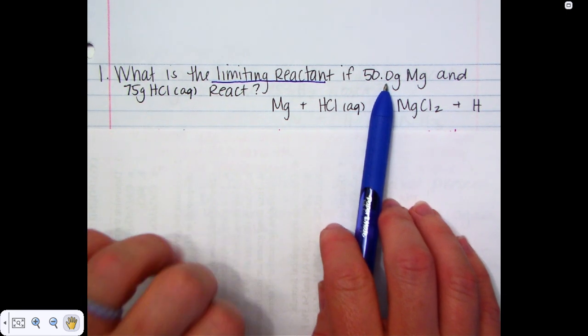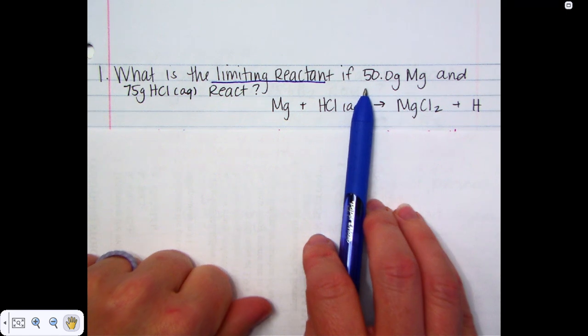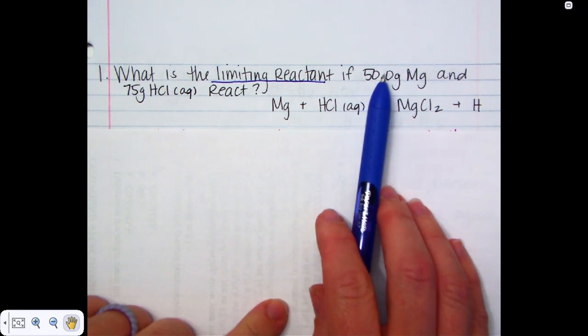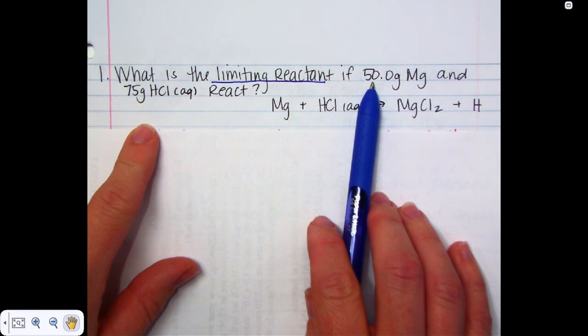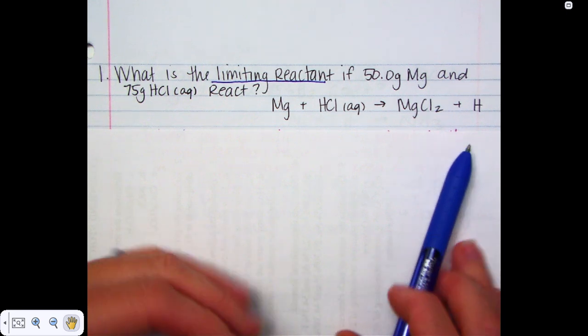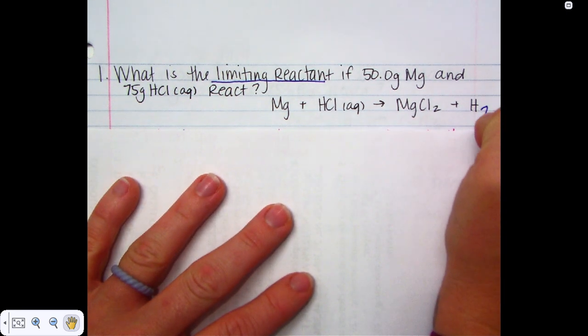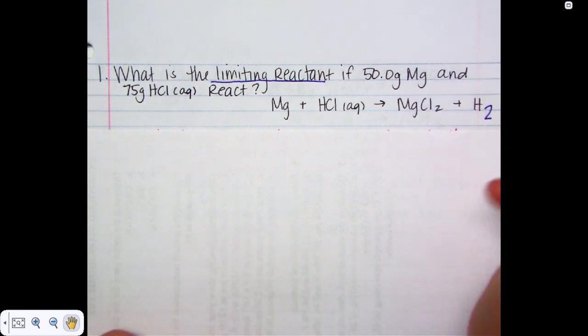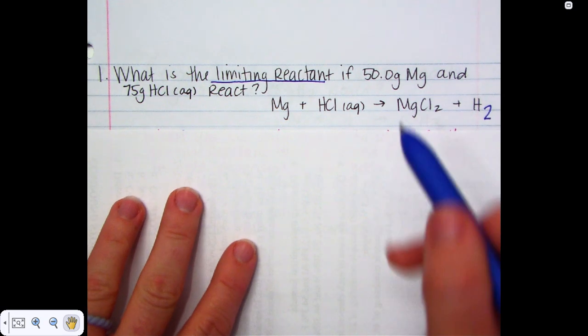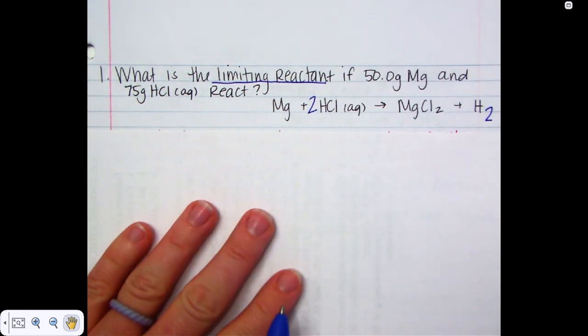Now, it is not as simple as going, well, I have less magnesium, because I don't know what my ingredient list is. I don't know how much magnesium I need to react with hydrochloric acid. So to figure that out, the first thing I have to do is balance my equation. So I know that hydrogen is diatomic, and this is actually going to be hydrogen gas. And so if I have 2 hydrogens and 2 chlorines, I'm going to need 2 hydrochloric acids.